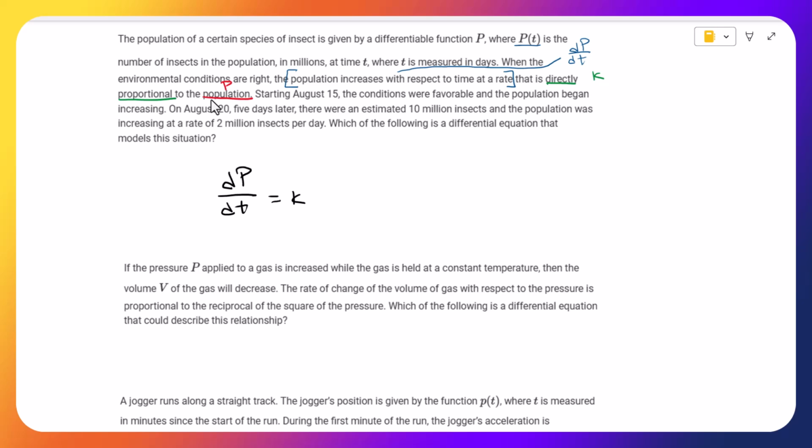And this one actually takes us a step further. It gives us a little bit more information. I'm going to talk us through that information. It says, starting August 15th, the conditions were favorable and the population began increasing. On August 20th, 5 days later, there was an estimated 10 million insects.